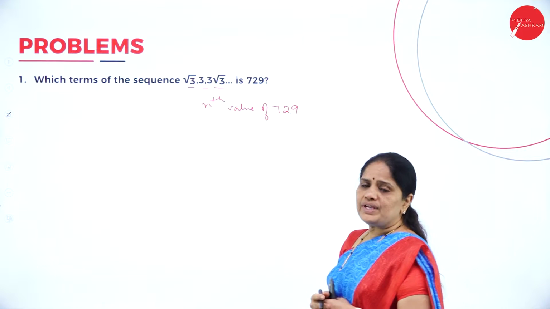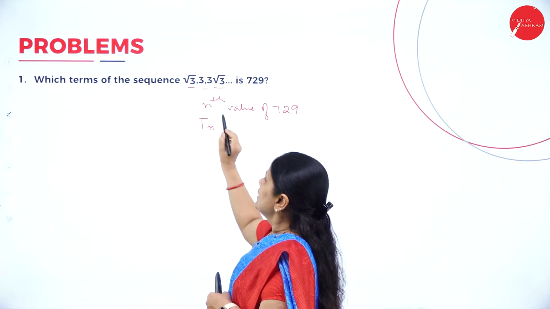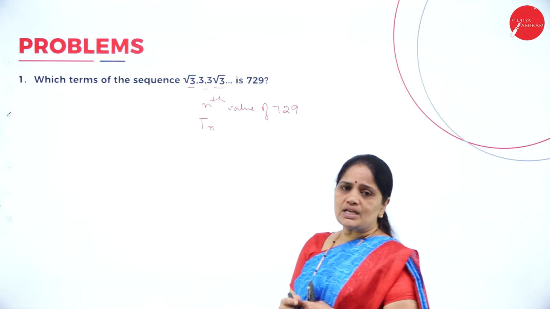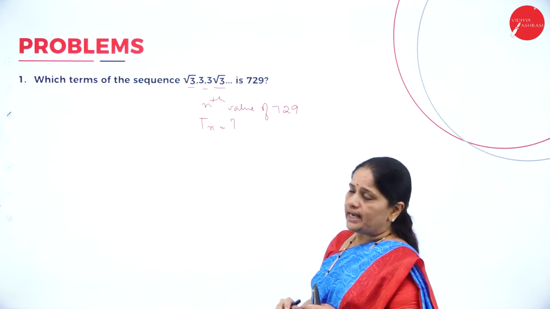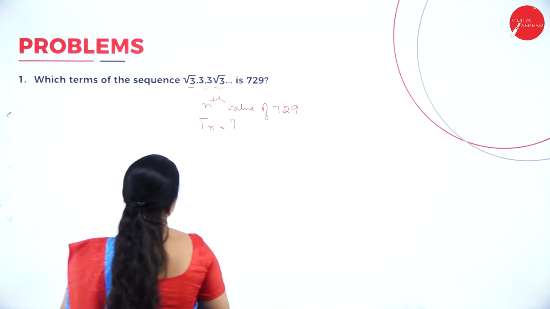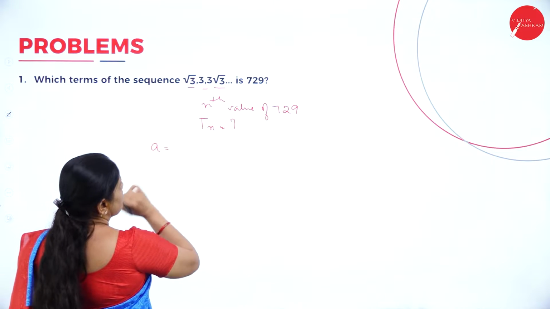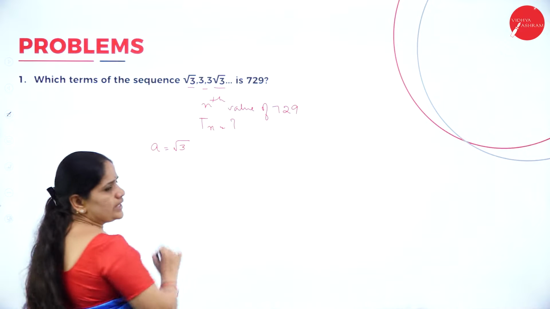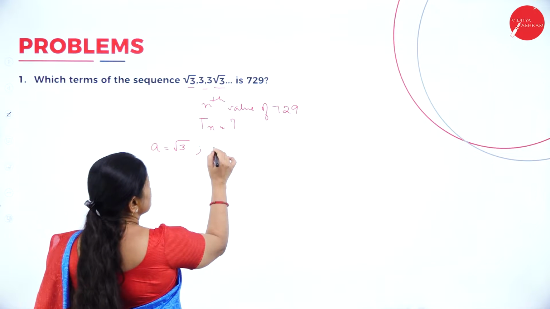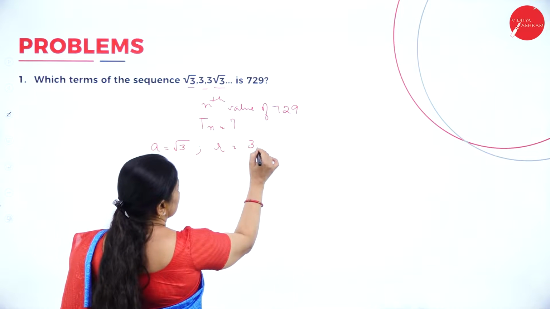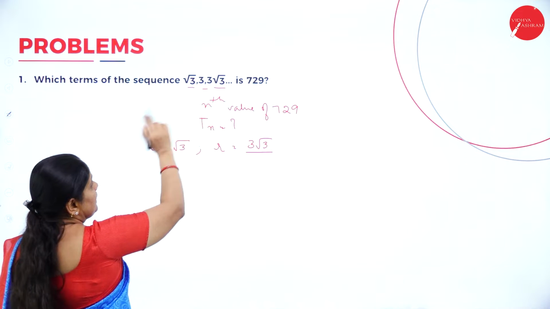Now we have to find the nth term whose value is 729. So we have to find Tn. First we note down what is given in the problem. What is given? A. What is A here? A is equal to root 3. Now we have to find R. So R will be equal to any number divided by the previous number.